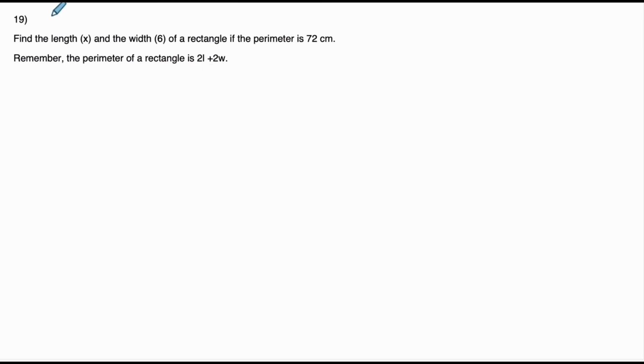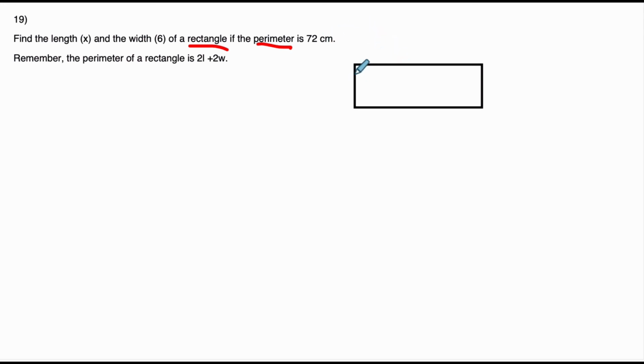The next problem is a geometry-based problem, but it's something that you should be pretty comfortable with. We're talking about the perimeter of a rectangle. So I would advise the first thing that you should do is probably draw yourself a little sketch of what's happening. So we've got a rectangle, and what we know about this rectangle is that its total perimeter is 72 centimeters. Now, how do you find perimeter?